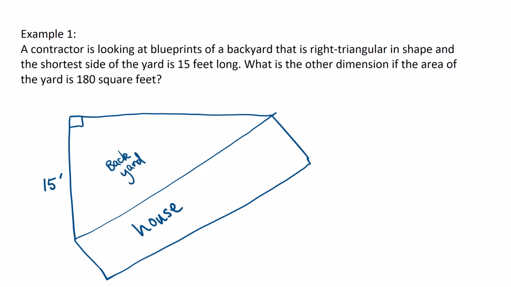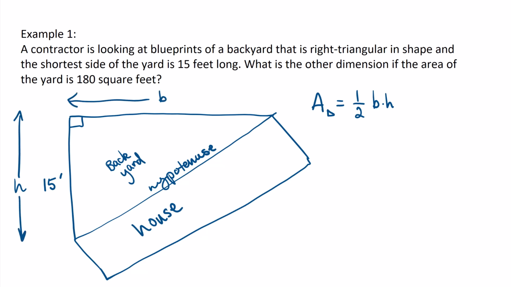If the area of the yard is 180 square feet, then we're looking at the area of a triangle. And so that's 1/2 the base times the height. That's a little ambiguous here because based on how I drew this, the triangle is upside down. This is the hypotenuse, so that's not part of the base. So this would technically be the height here, and this right here would be the base.